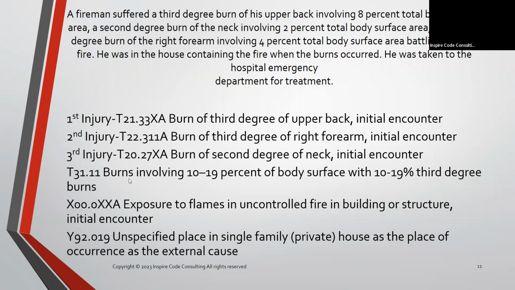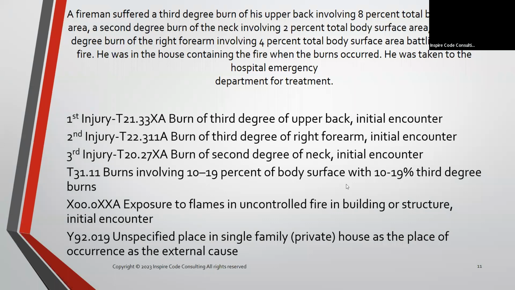The first part is burns involving 10 to 19% of the body surface. Well, this one here is very specific to this scenario. However, if it was more, you will see other codes with 10 to 19% third degree burns.